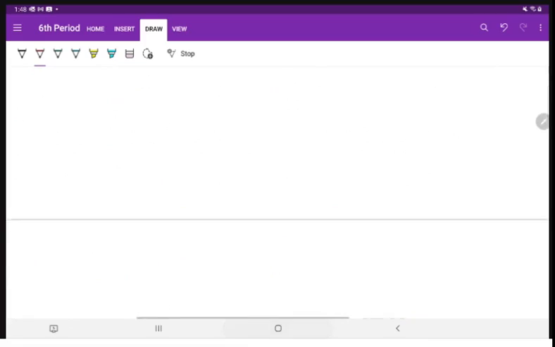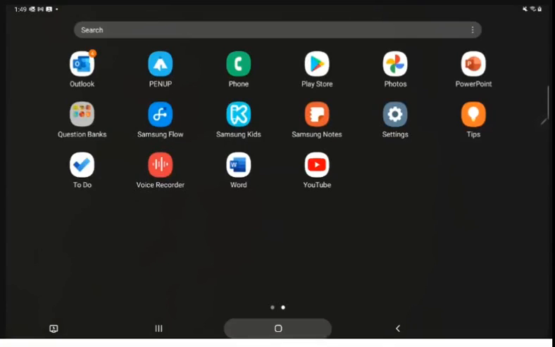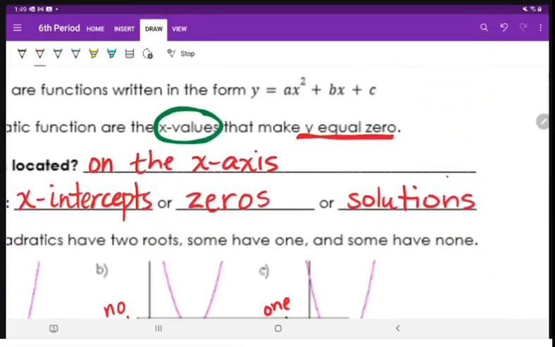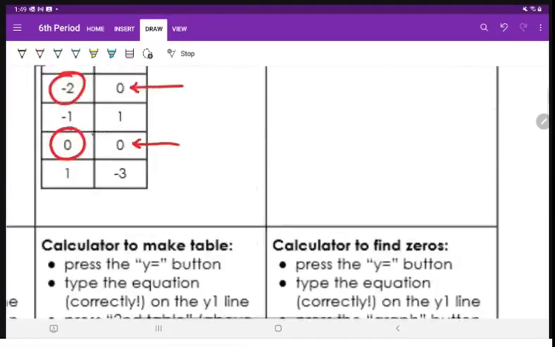So our roots here are, whoa, I just closed all my windows. One second.